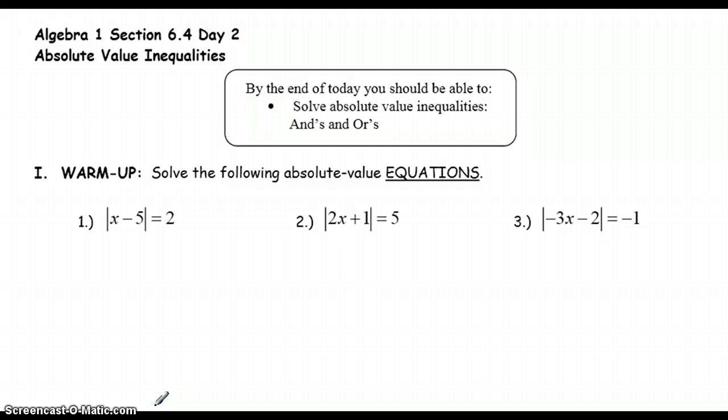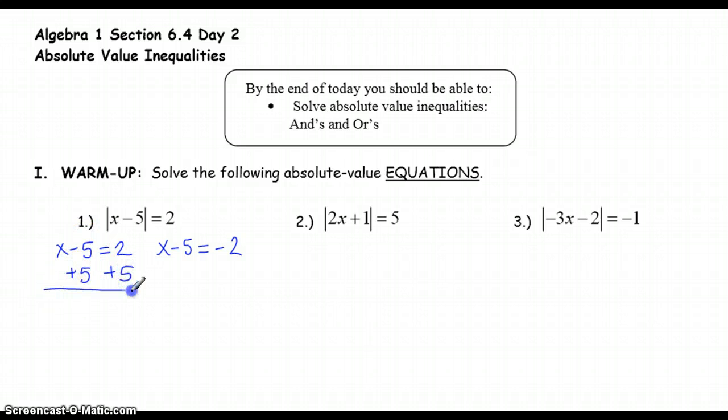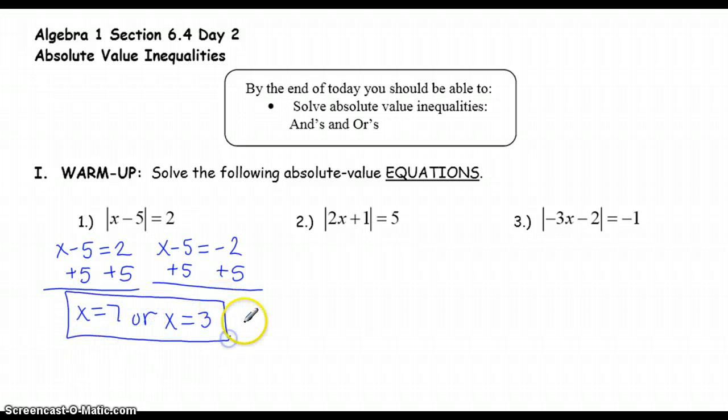Number 1, the absolute value of x minus 5 equals 2. Remember, to begin you want to break your problem into two different equations. x minus 5 equals 2 and x minus 5 equals negative 2. Then we're going to solve both of these problems individually. Add 5 to both sides, so we get x equals 7. Now let's solve the other problem. Add 5 to both sides of your equation, and x can equal 3. So our solution to number 1 is that x can equal 7 or 3.